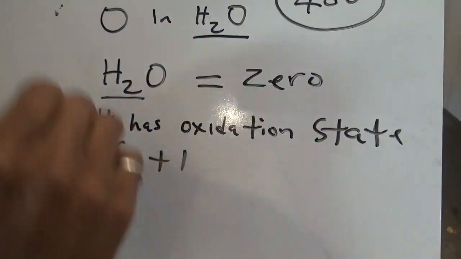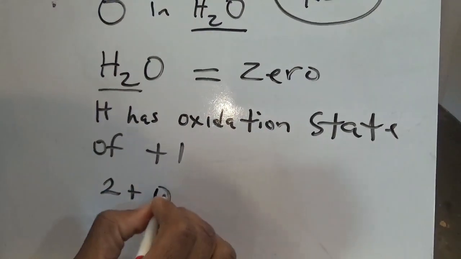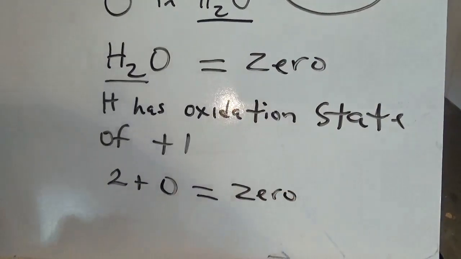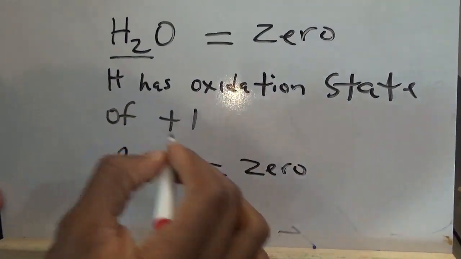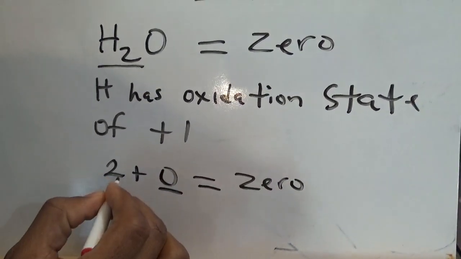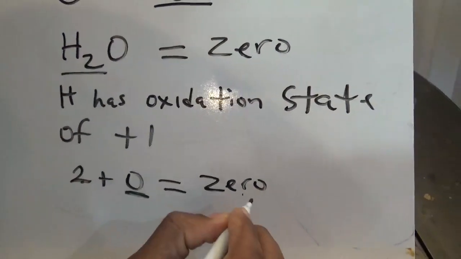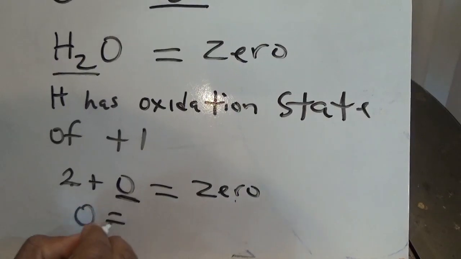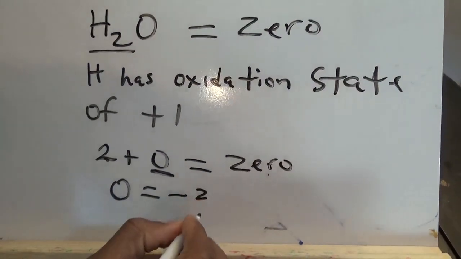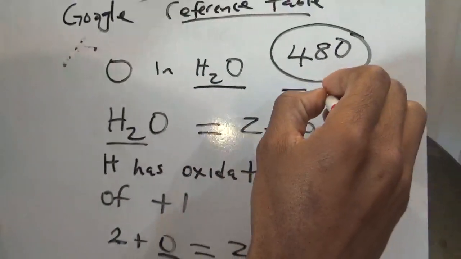So when you add everything up, it's supposed to give us 0. So 2 plus oxygen, this is oxygen, not 0, is equal to 0, right? Now, when you have something that says 2 plus whatever, let's say oxygen is what we're looking to find, then the 2 here has to go to the other side. Basic math. So now we're going to have oxygen is equal to, when a +2 goes to the other side, it becomes -2. So that is to say the oxidation state of oxygen in water is equal to -2.